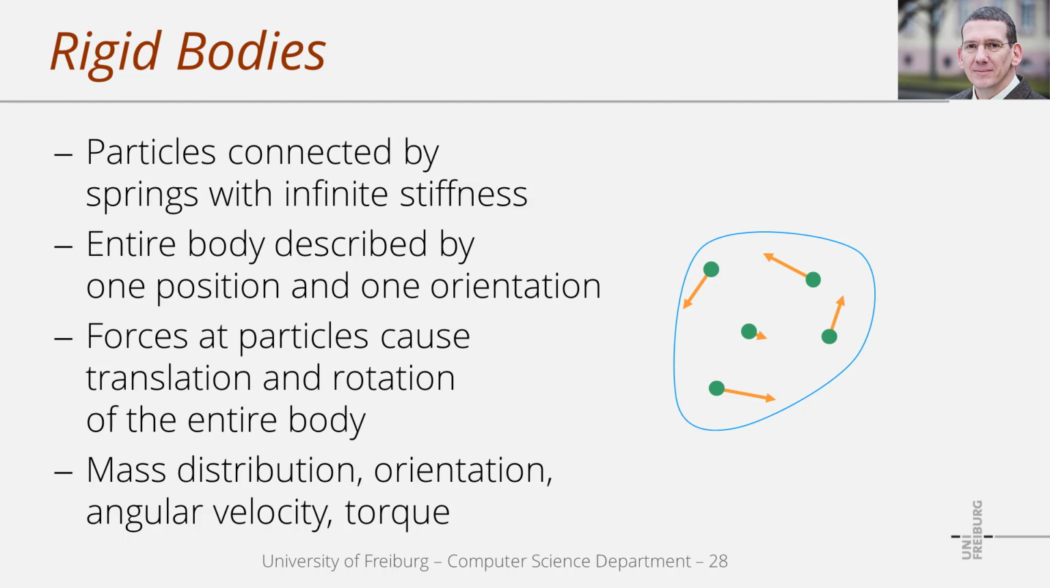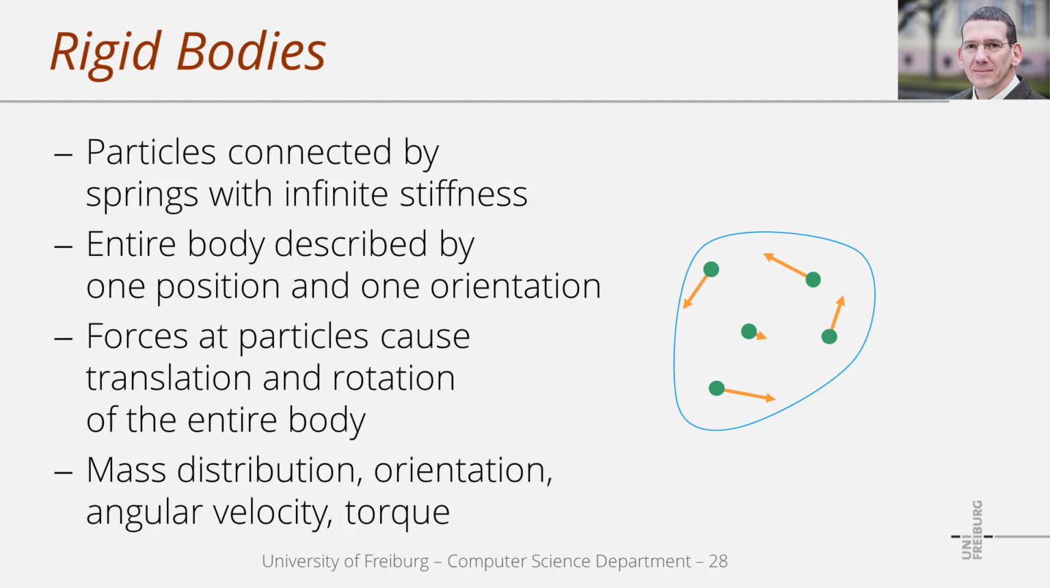rigid bodies. Similar to deformable objects and fluids, rigid bodies are also represented with a set of particles as indicated in the illustration on the right-hand side. The green dots indicate some representative position of small volumes or particles, and the yellow arrows indicate velocities. Now, one important difference to elastic solids and fluids is actually the fact that the particles in a rigid body do not move relative to each other. We can think of these particles as being connected by stiff bars or by springs with infinite stiffness.